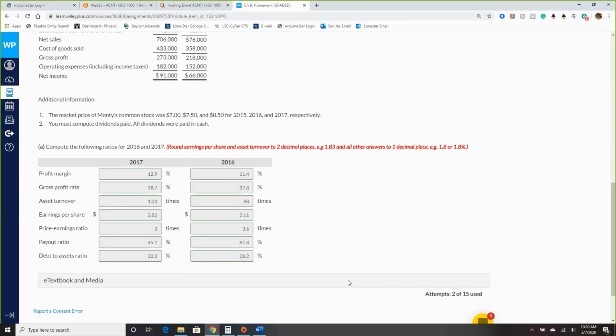So with question number 2, definitely the two that are going to probably get you a little bit more is earnings per share, because again, you got to figure out your common stock outstanding. That was the first mistake I made in the first one. And then definitely the payout ratio on figuring out dividends.